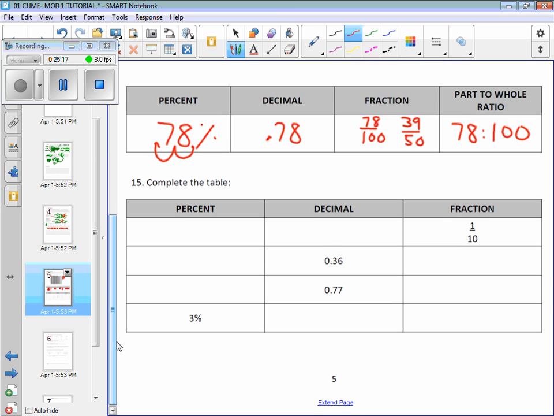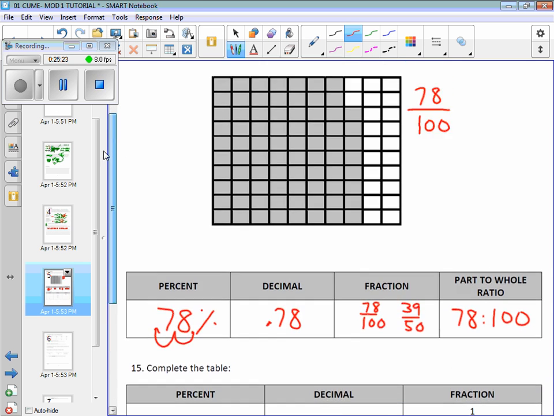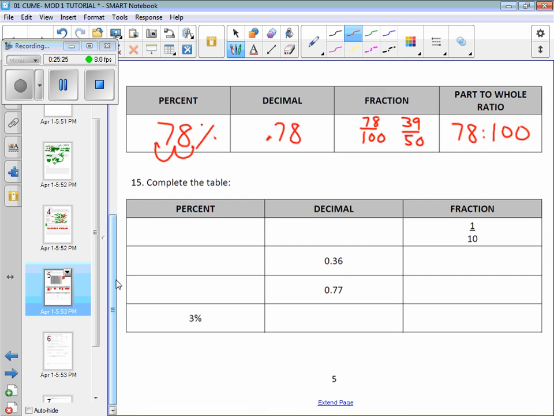Okay, number 15. 15 is an independent question from this. Some kids think it has something to do with the shading in the boxes, but it's a question that's separate all on its own. I'm actually going to start here because I think it's a little bit easier to see the pattern and the model.